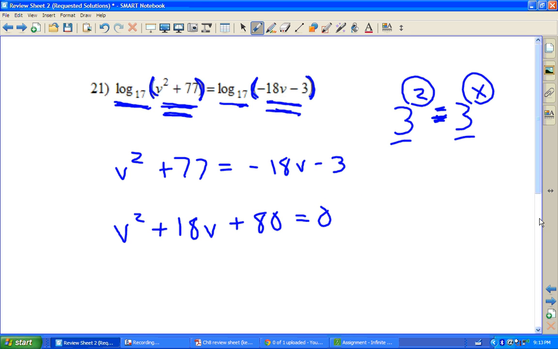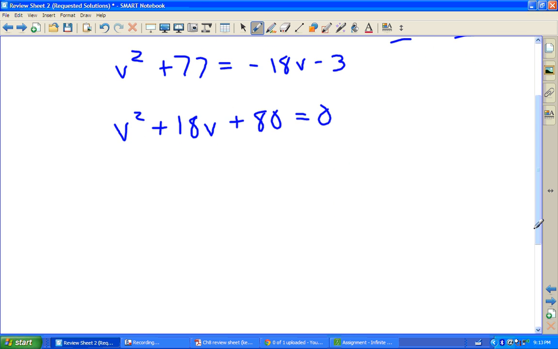Let's hope it factors. If not, we'd have to do the quadratic formula, but let's try this out here. Okay, so I'm going to get a v here and a v here to get my v squared term. If these are plus plus, the signs here have to be plus plus. Now I'm looking for factors of 80 that will multiply to 80 and add to give me 18.